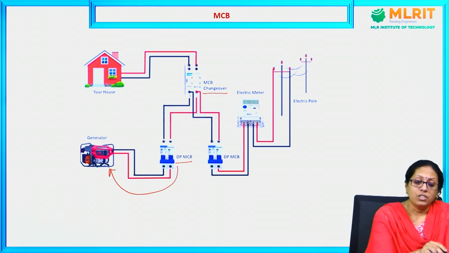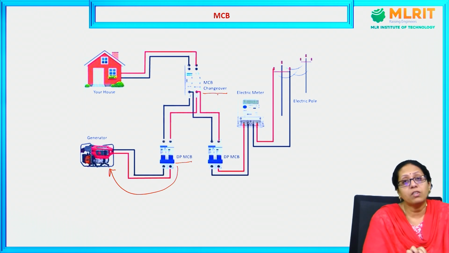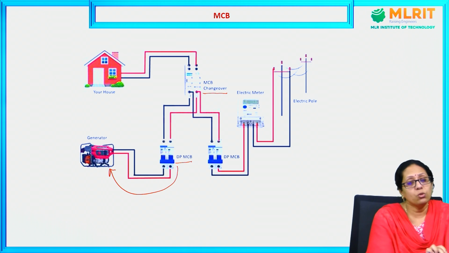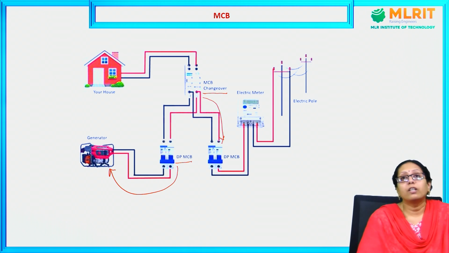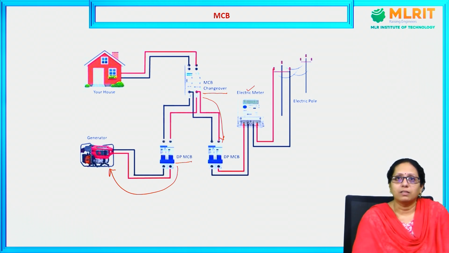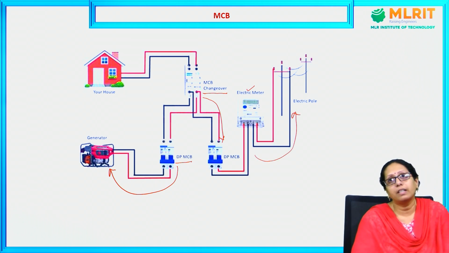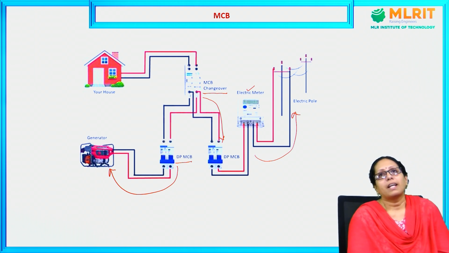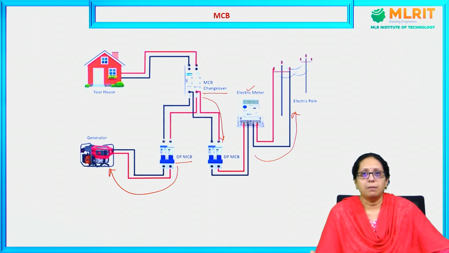So the generator is connected to your house via the changeover MCB and after that double pole MCB and then to the generator. And this changeover MCB is again connected to one more DP MCB which is being connected to this electrical meter which displays the units consumed per month. Next, this particular electrical meter is again connected to the electrical pole. So this is the picture for MCB.